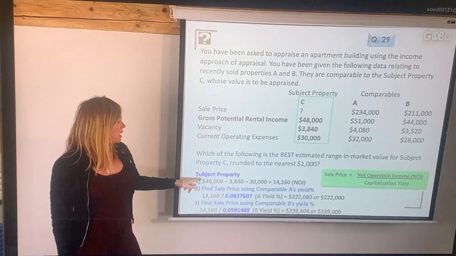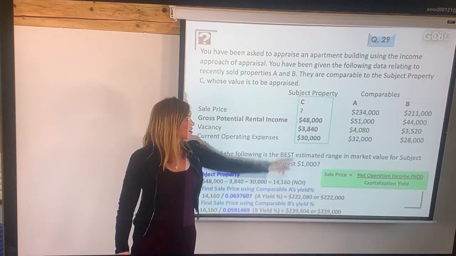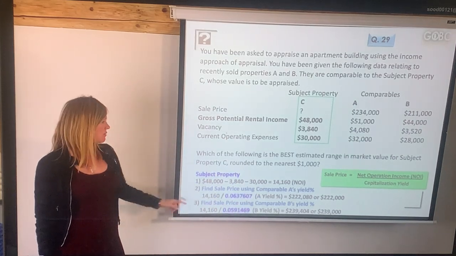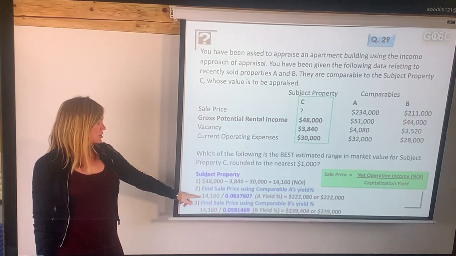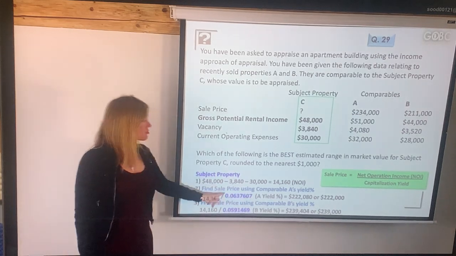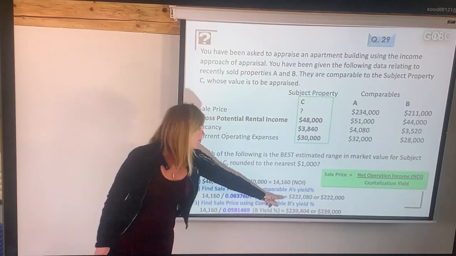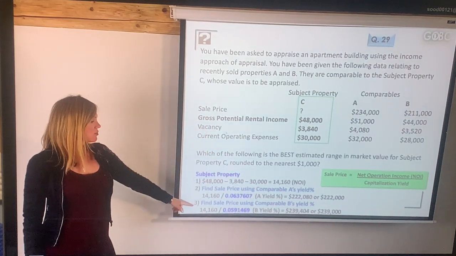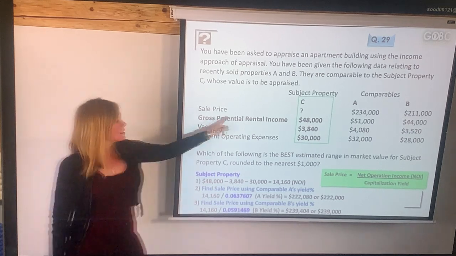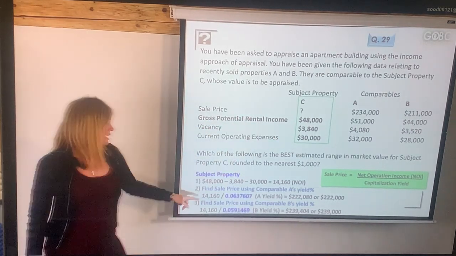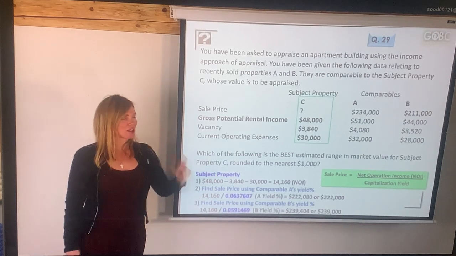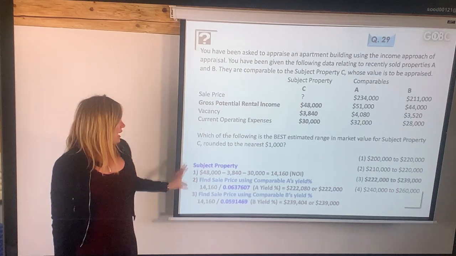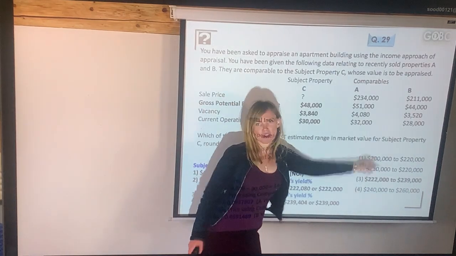So I'm going to take the income of the subject property, which is 14,160, and we just found it. And now I'm going to divide it by every single rate. So I'm going to divide it by property A's rate. I take 14,160 divided by whatever the first rate of property A is, and it will come up to 222,080. So that's what I got in there. And then I'll do the same thing for property B. I'll take the same 14,160, which is the NOI from property C, and I will divide it by the yield of property B, whatever that full number was, and it will give me that number.